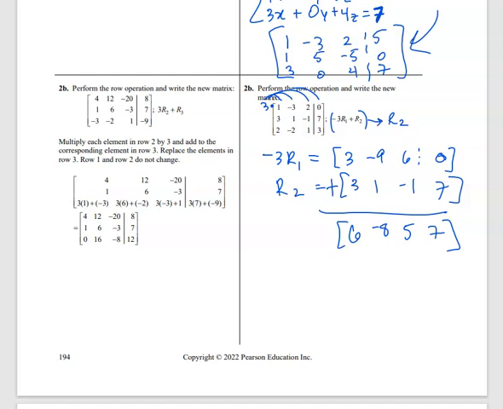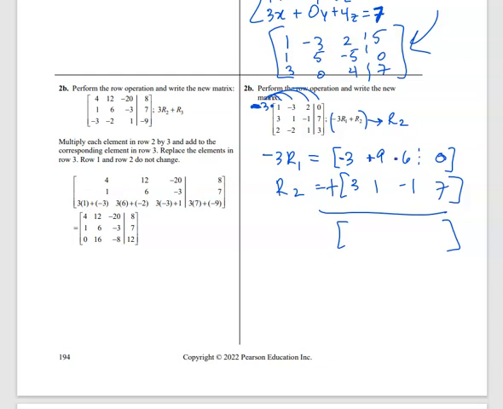That was a mistake of not multiplying times -3. So let's come back here. The row 2 is all right, but -3 times row 1. This should be a negative right here, -3. And it's going to go -3 times 1 makes -3. This would be +9. This would be -6.